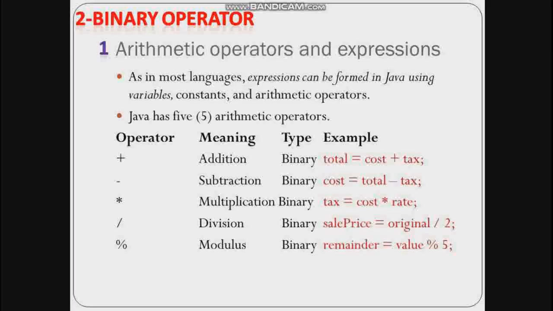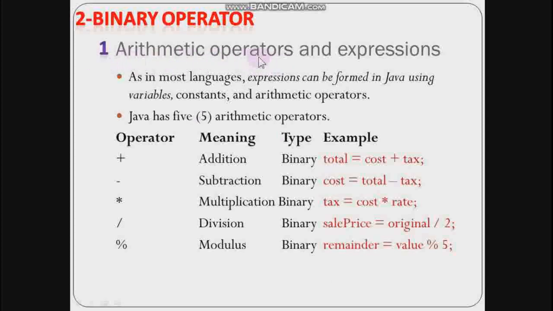Okay, now the next operator is a binary operator. Binary operator is the second operator of Java. Now in binary operator, as I told you, in binary we will use two different operands, and in binary there are three different operators. First one is arithmetic operator.